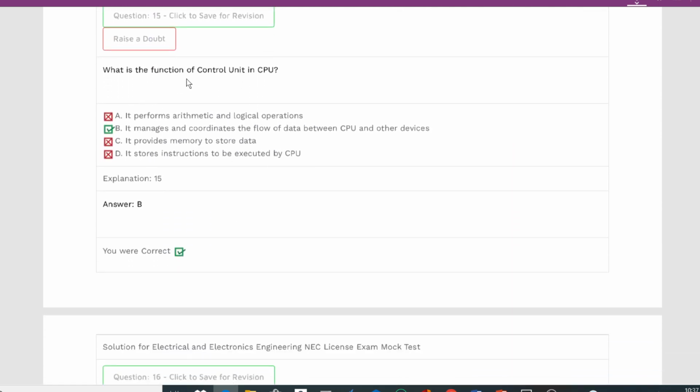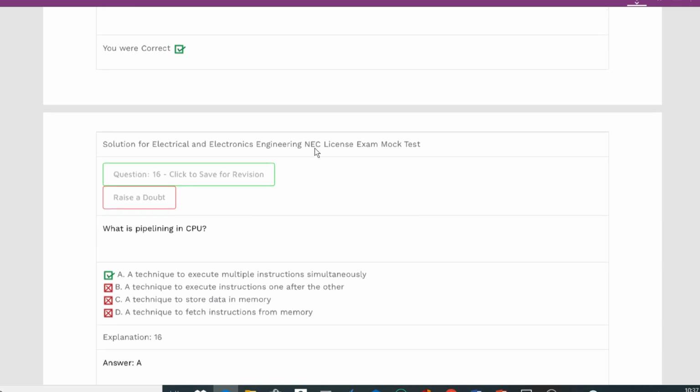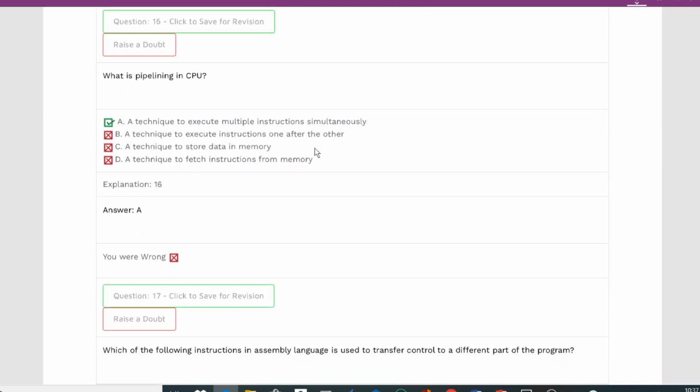Now what is the function of the control unit in a CPU? So here the correct option is that it manages and coordinates the flow of data between the CPU and other devices. Now what is pipelining in a CPU? Pipelining means a technique to execute multiple instructions simultaneously. So option A is correct here.